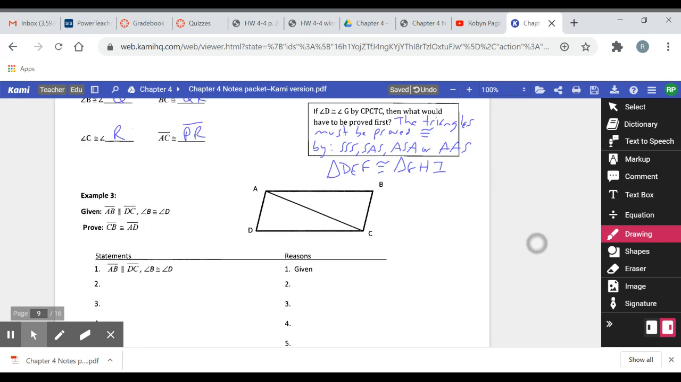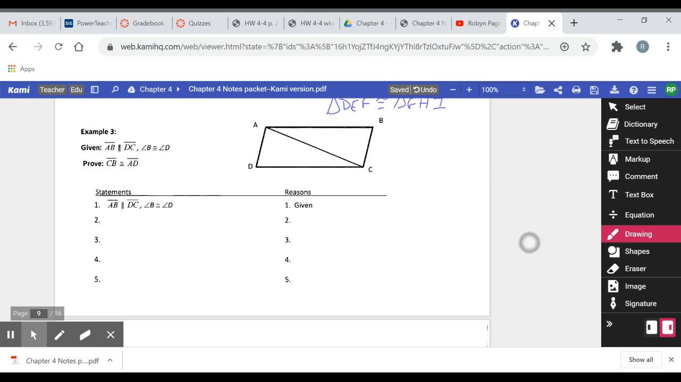Okay. All right, if we look at the first proof here on example 3, again, if they give us some given information, we want to make sure we mark that on the picture first. So it's telling us that AB is parallel to DC. It's also telling us that angle B is congruent to angle D. So I want to get that marked on there, and I'm trying to prove this time that CB is congruent to AD. So this looks different than all the proofs we've done so far in this chapter.